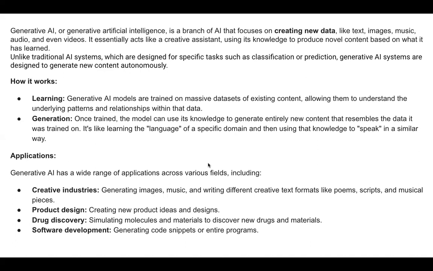What are the different applications? Where all can you use generative AI? In the creative industry, obviously, right? Like generating images, music, text, scripts, a lot of stuff. Product designs, create new designs, product ideas, drug discovery, simulating molecules and materials to discover new drugs. Software development, it can write code snippets, or entire programs.